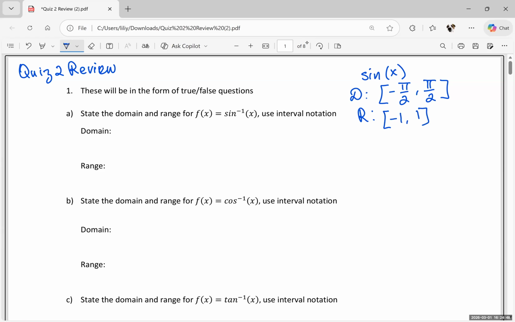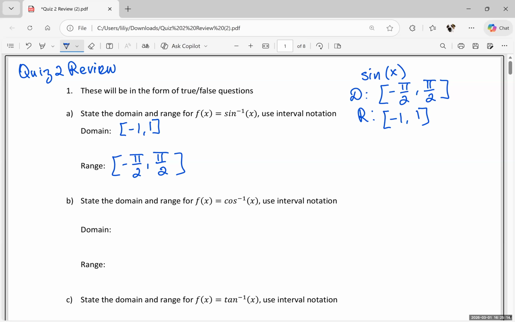Now you have to recall that for the inverse function, the domain of the original becomes the range of the inverse, and the range of the original becomes the domain of the inverse. So the domain for the inverse sine would be from negative 1 to 1, and the range would be from negative pi over 2 to pi over 2.